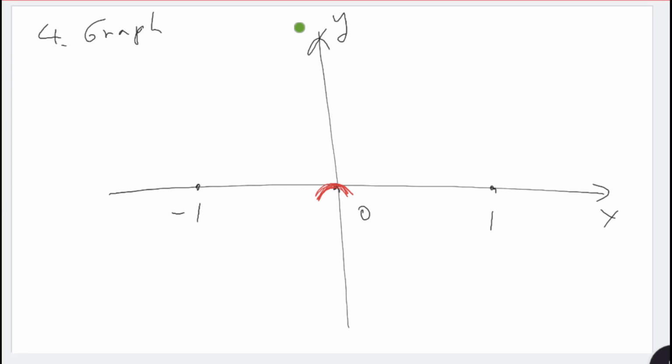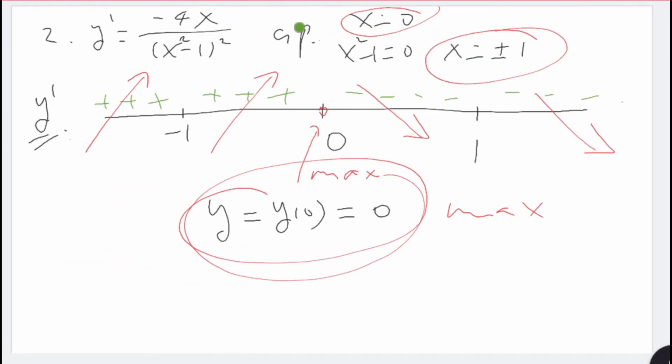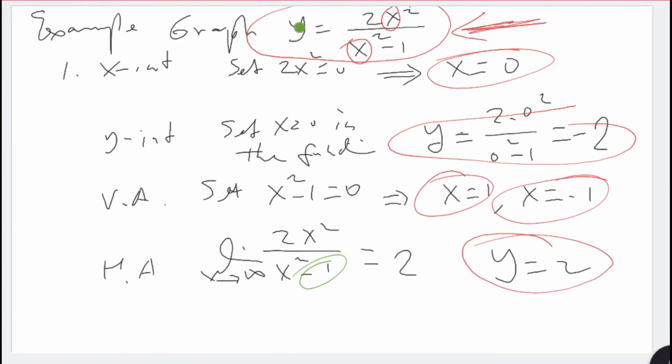Okay, so mark more important points. There's an x-intercept at 0, y-intercept. I think my y-intercept is wrong. Okay, sorry about that. The y-intercept is actually 0. I thought this was minus. It's multiplication. So it's actually 0. Okay, and there's 1, negative 1 as vertical asymptote, y equal to 2 as horizontal asymptote.